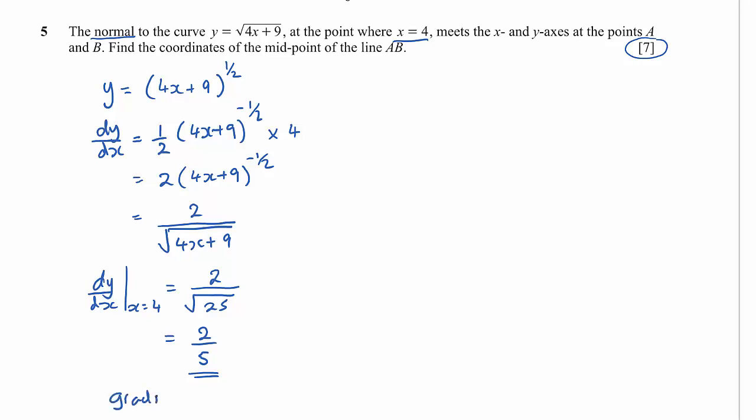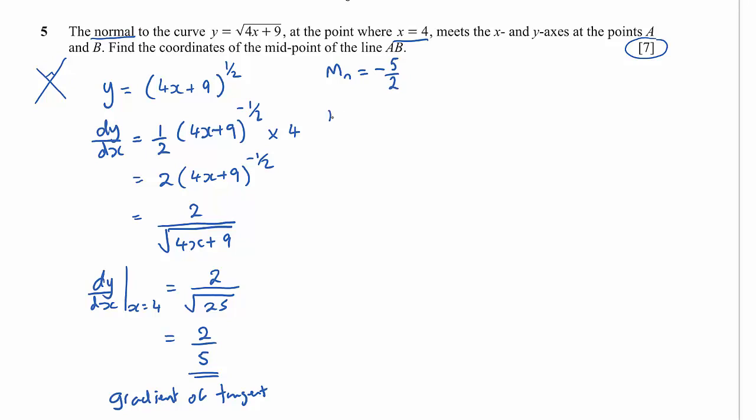Now remember, that's the gradient of the tangent. Let's make a note of that. That's the gradient of the tangent. So the gradient of the normal, remember, when you have two perpendicular lines, the gradients multiply to give you -1. So the normal would have a gradient of -5 over 2.